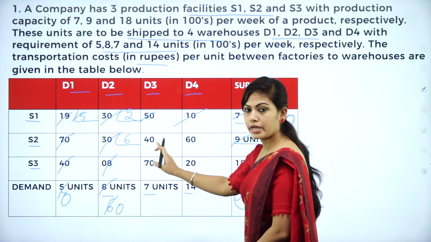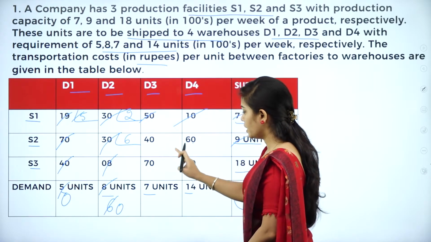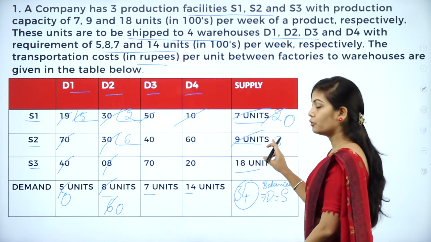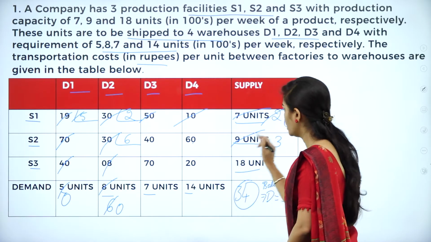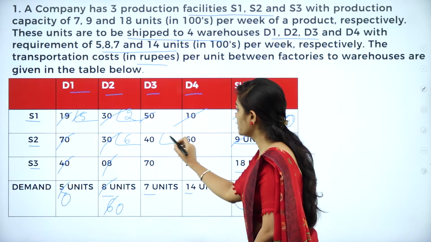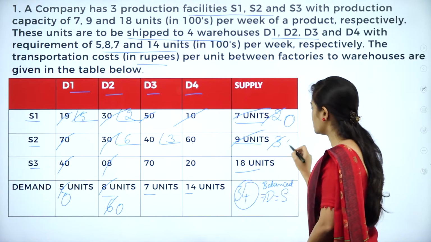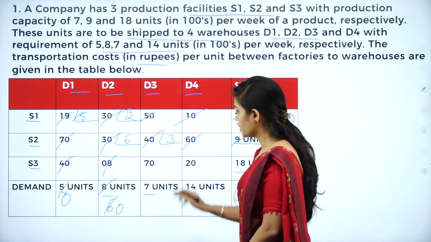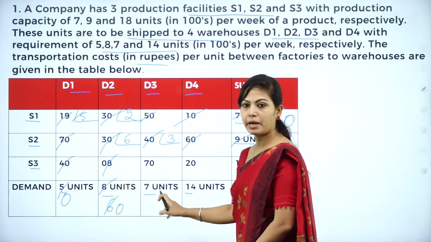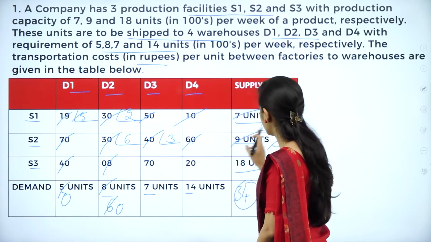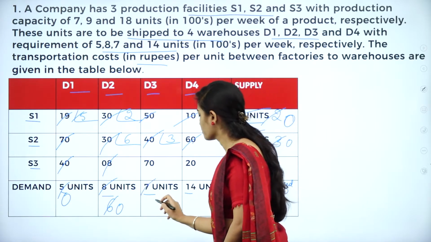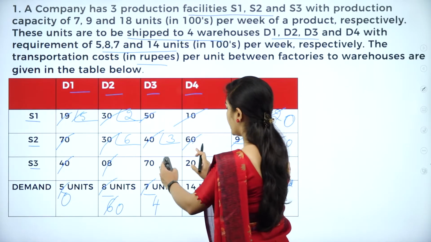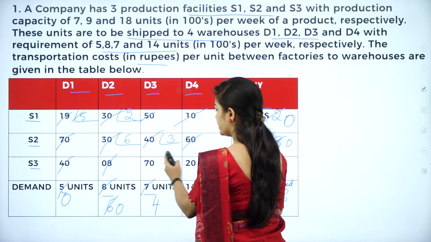Next, the left corner value is 40. Observe this demand value and supply value. Supply value is lesser than demand value, so I will allocate this 3 rupees to this cell. It will become 0. If it is 0, you can cancel this entire row. In supply I have 3, in demand I have 7. So 7 minus 3 is 4. It is 4. So now my variables are 70 and 20.